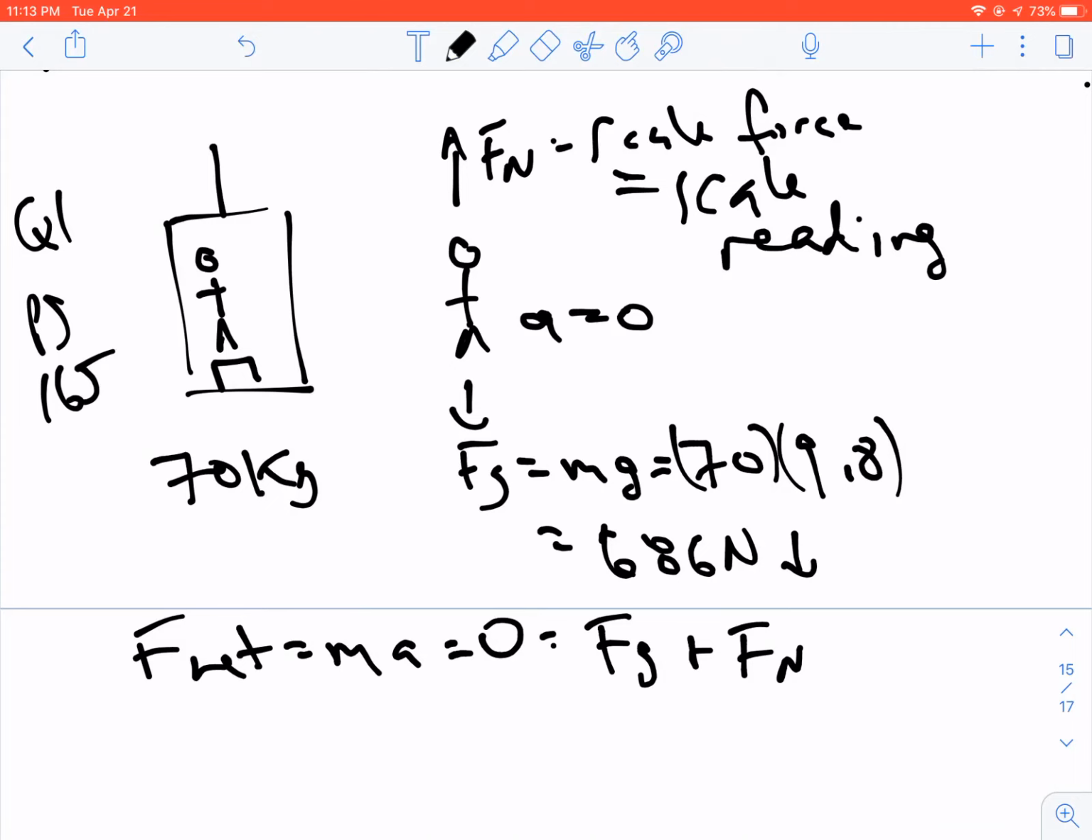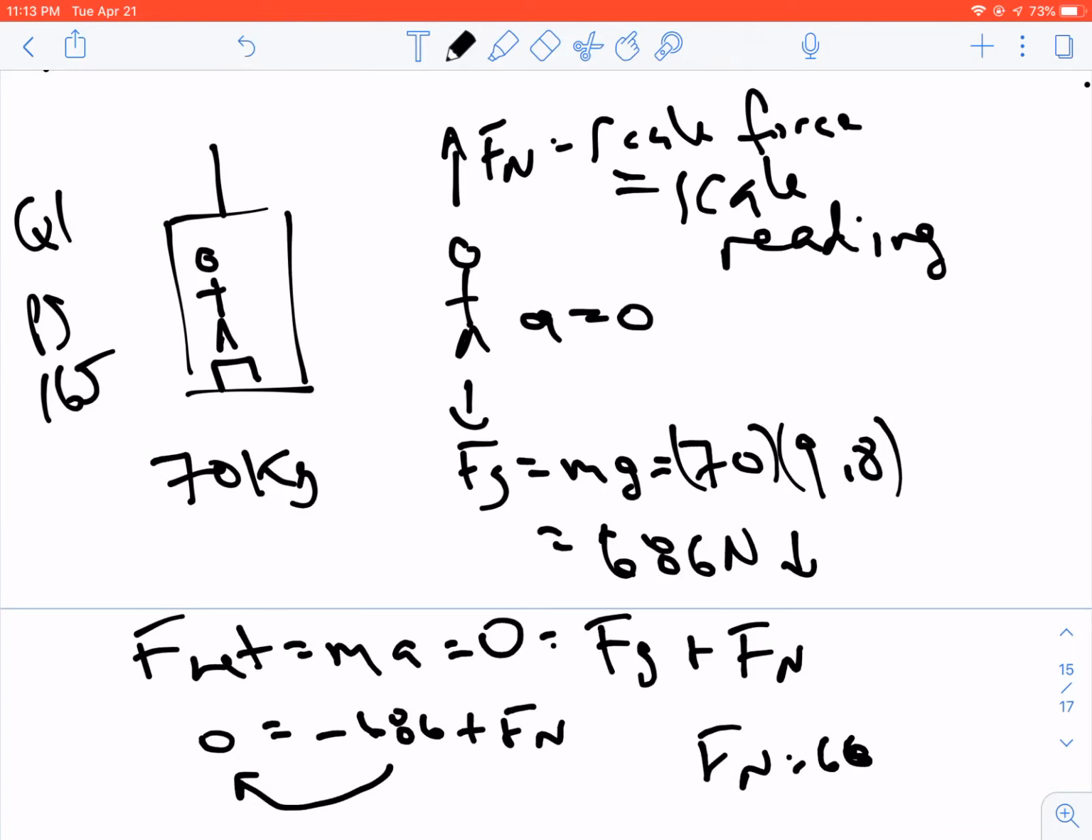So if I know that Fnet is 0, and it's equal to Fg, negative 686, plus Fn, I take my negative 686 across to be positive, and I know that my scale reading is 686 newtons. Okay, so there's part A of the question.